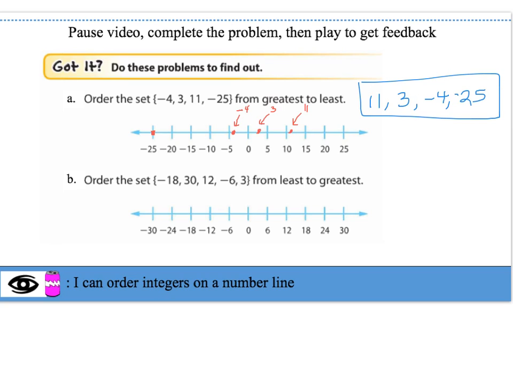Now let's take a look at the answer for letter B. So for letter B, we graphed all the integers on the number line, and they want us to place them in order from least to greatest. If I remember from my key concepts, I know that anything to the left of 0 is the smallest number, anything to the right of 0 is the largest number. So the smallest number first is negative 18, followed by negative 6, followed by positive 3, followed by positive 12, and the greatest number would be positive 30 because it is the furthest to the right on the number line.